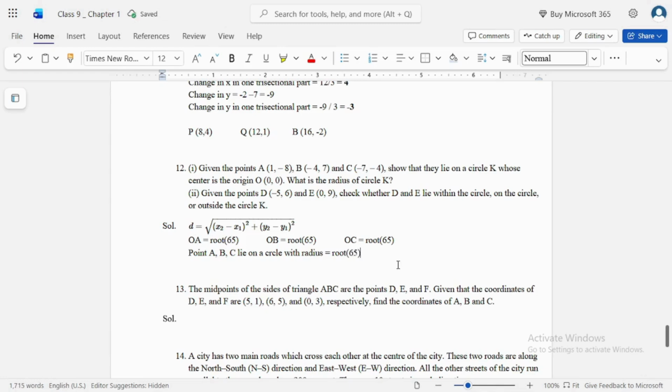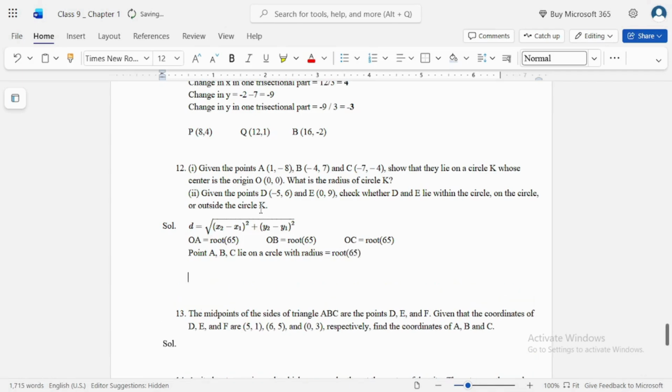Okay, now coming to part number 2. Given the points D and E, check whether D, E lie within the circle, on the circle, or outside the circle. Okay, so the logic is very simple. We will find the distance OD and OE, and if OD is less than root 65, that means D lies within the circle. If OD is equal to root 65, D lies on the circle, and if OD is greater than root 65, D lies outside the circle.